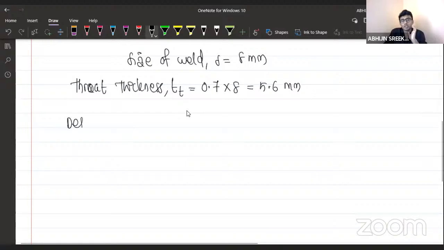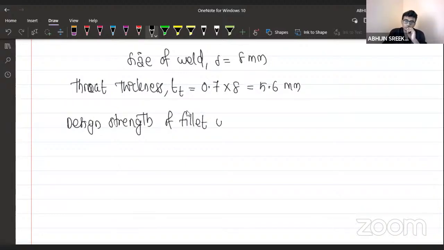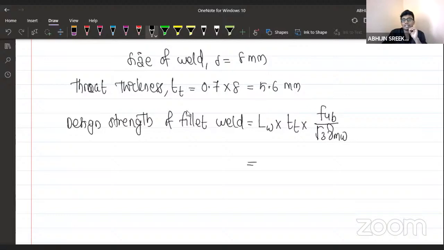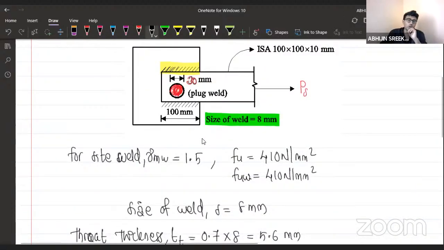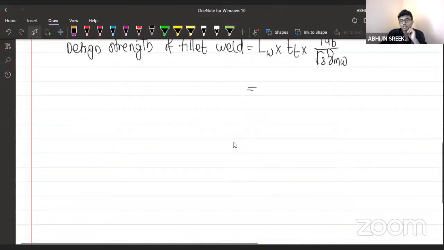Now I think we are given all the details to calculate the design strength of the fillet weld. So let us write: design strength of the fillet weld here is equal to length of the weld, then thickness of the throat into FUB divided by √3 gamma MW, right? What is the length of the weld? You can see some of you are going to make a mistake here. This is 100 mm, right? Yes, exactly.